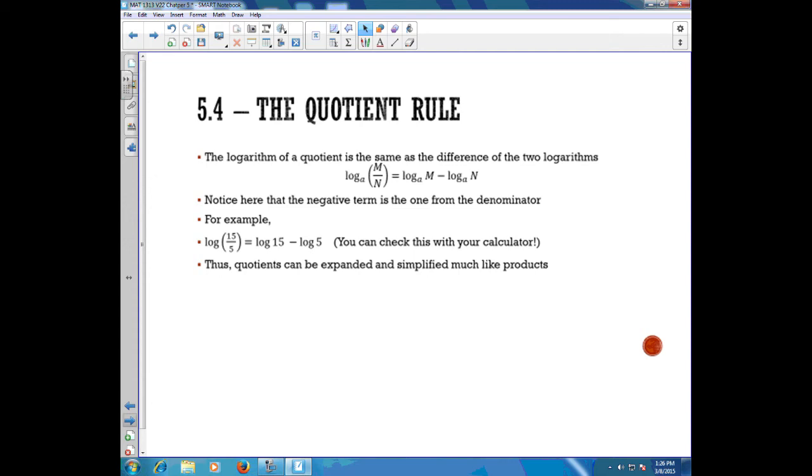So for example, the log of 15 over 5 is 3. The log of 3 is going to be equal to the log of 15 minus the log of 5. You can check this with your calculator. You can also go back and look at the previous example in the product rule and notice that, of course, it's the same thing. Thus, we can expand quotients and simplify just like products.